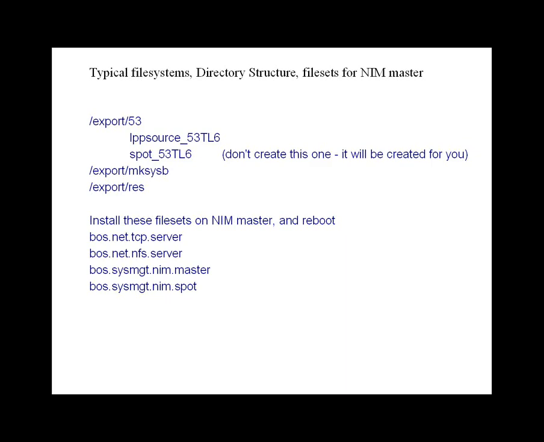I'll have a small file system, maybe just one disk partition at /export/res. I keep miscellaneous resources in there: scripts, bosinst data files, resolv.conf files, miscellaneous resources that I use during NIM installs. I have them in one small file system there.